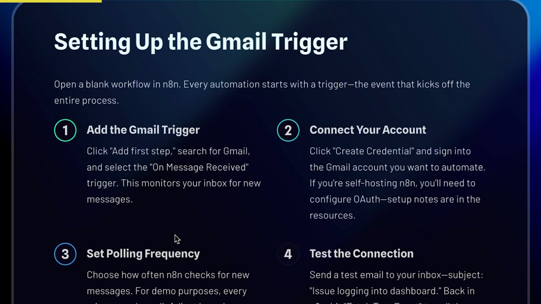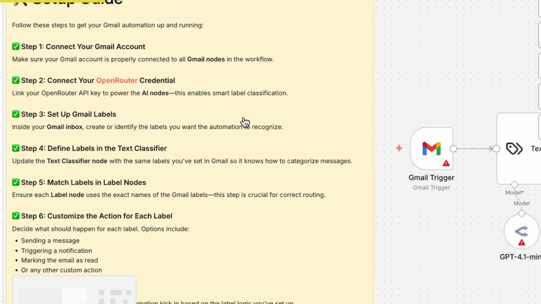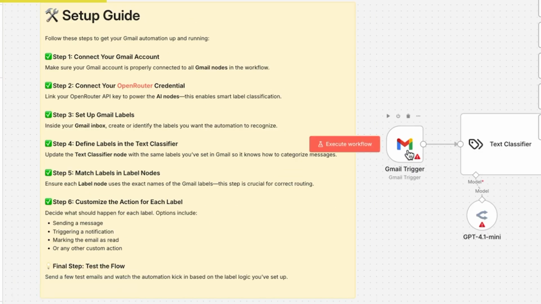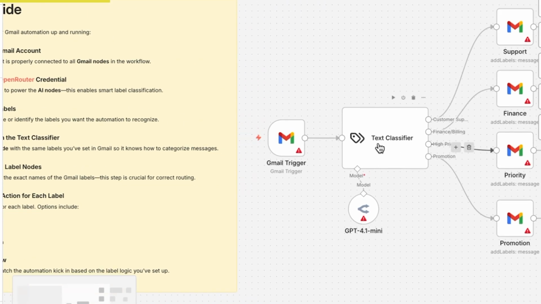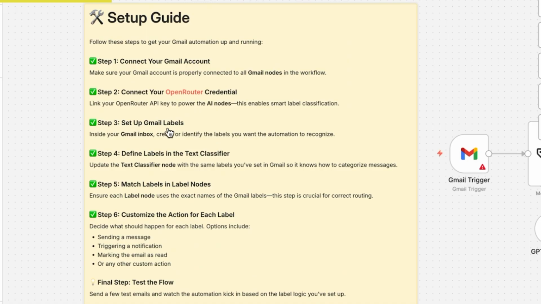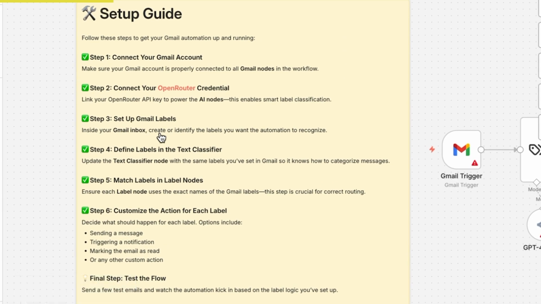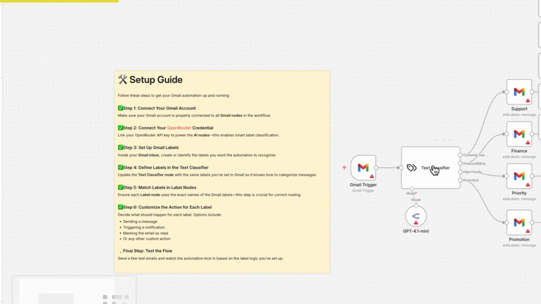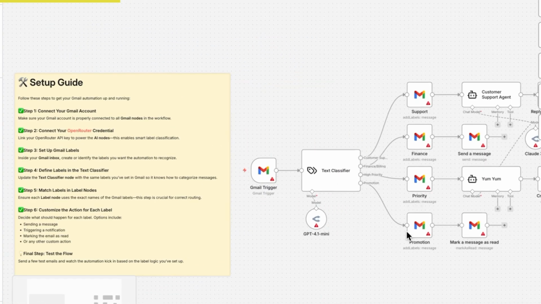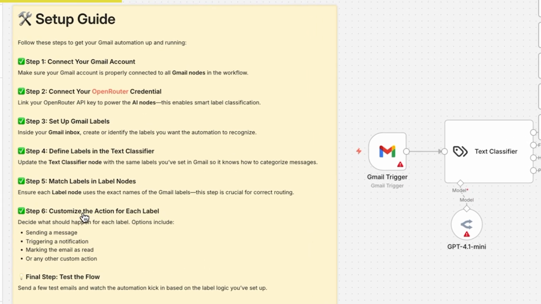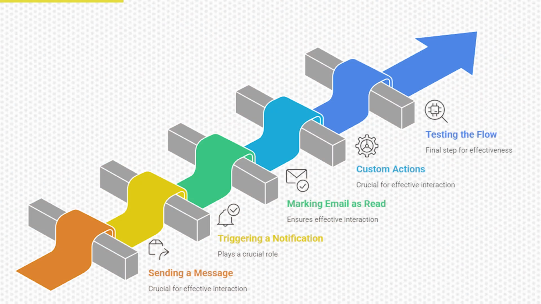First of all, we'll need to set up our Gmail trigger. Actually, let me quickly walk through this for you. Here are the simple steps to get it set up. You want to connect your Gmail account to the Gmail trigger, and connect your OpenRouter API keys in the AI nodes, right here. You want to set up your Gmail labels. So in your Gmail inbox, create a list of labels that you want to automatically have it recognize. Then define the labels in your text classifier nodes here. Match the labels in your label nodes here. And then last but not least, you want to customize the action for each label. So is it sending a message, triggering a notification, marking the email as read? And then the final step is obviously to test that flow.